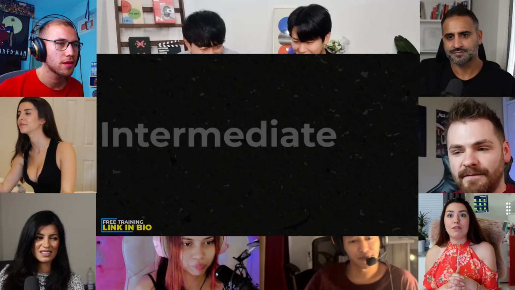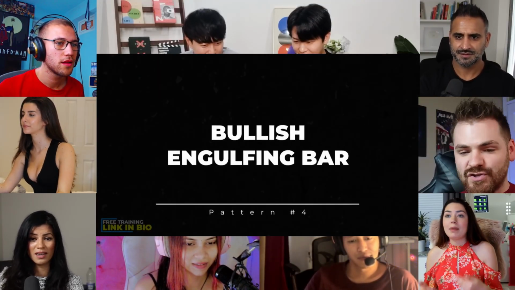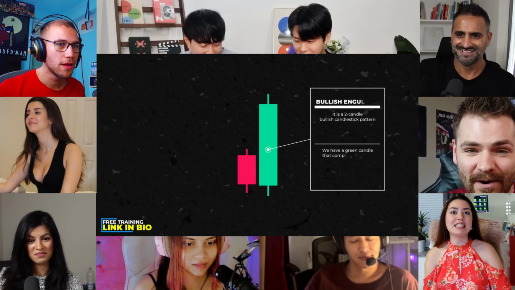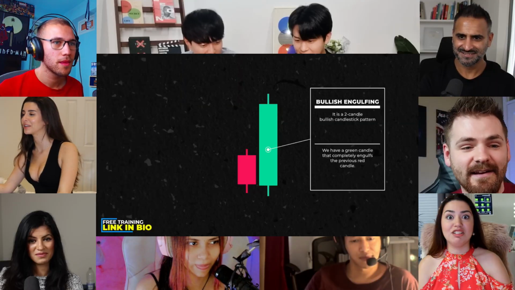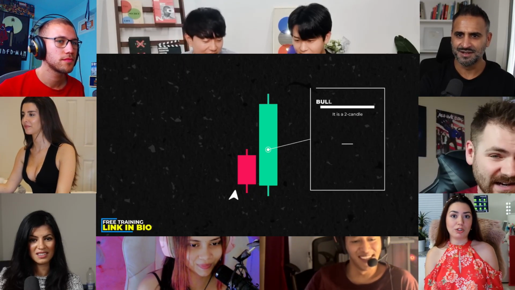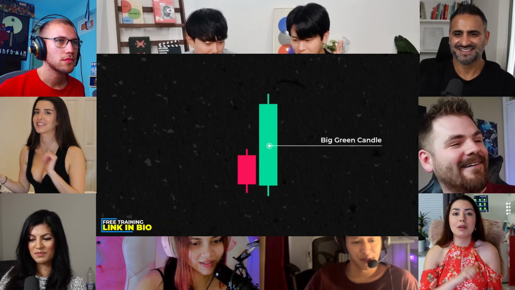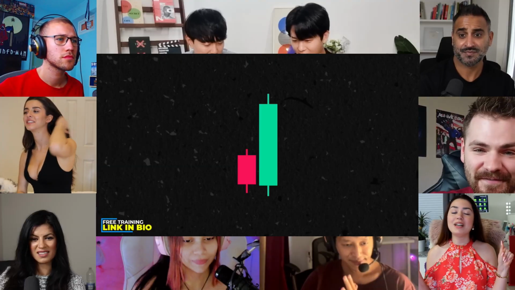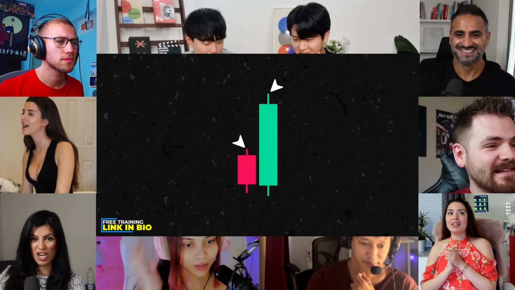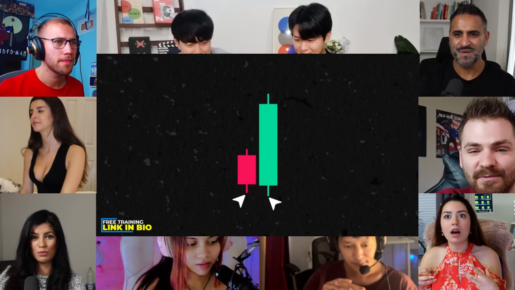Now we will move to intermediate patterns that consist of 2 candles. Pattern number 4, bullish engulfing bar. A bullish engulfing bar is a 2-candle pattern where a green candle completely engulfs a red candle before it. This means we first see a red candle. Then, the next candle is a big green candle that completely engulfs the red candle. The high of the green candle is higher than the high of the red candle. Similarly, the low of the green candle is lower than the low of the red candle.